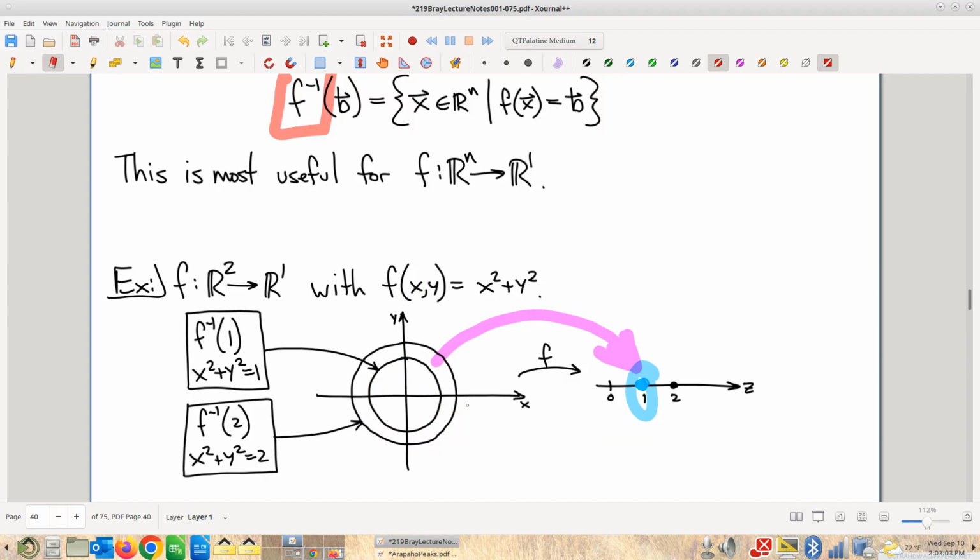Let's see here. All right. So given any output point, there's a corresponding level set. We could take a second output point. It has a corresponding level set. By the way, you can pick as many output points as you want, and draw correspondingly as many level sets as you want.